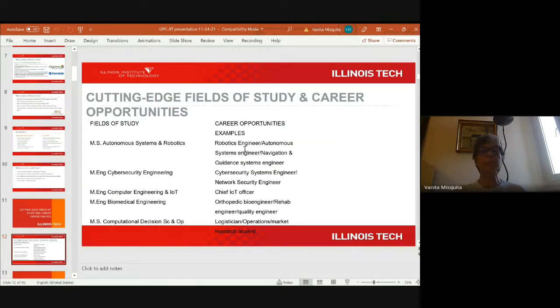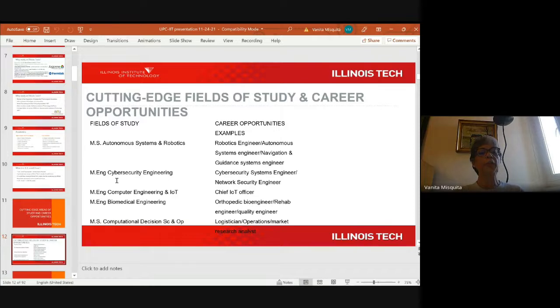That means when you have this master's, you could apply as a robotics engineer or a navigation guidance systems engineer. Okay, so this is important for you to know as to what job possibilities, job positions, and career opportunities there are with different master degree programs.